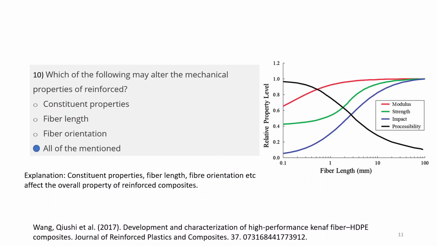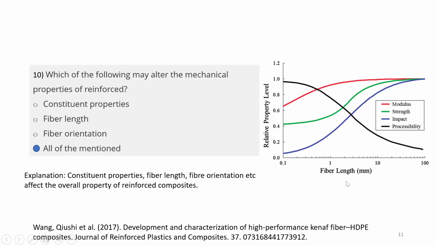Next question is, which of the following may alter the mechanical properties of reinforced composites? Your options are constituent properties, fiber length, fiber orientation, or all of the mentioned. So the explanation here is that constituent properties, fiber length, fiber orientation, etc. affect the overall property of reinforced composites.